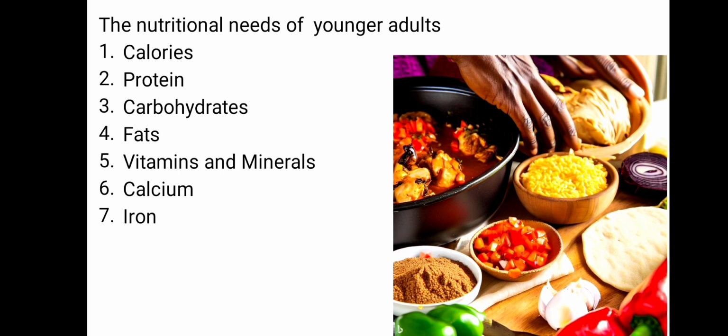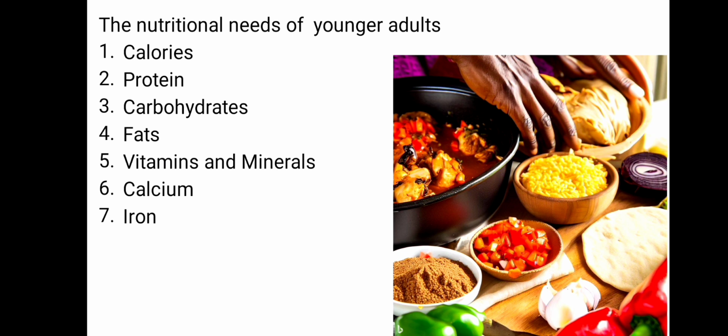Now, younger adults. What are the nutritional needs of younger adults? Younger adults, they need calories, though this depends on the weight, the height, the activity level, the goal, etc. Because younger adults too can decide to shed off weight, so it can be part of the goals. That's why the calories they need depend on all these factors. They need protein. They need carbohydrates. Protein supports the muscle growth and cell repair for younger adults.